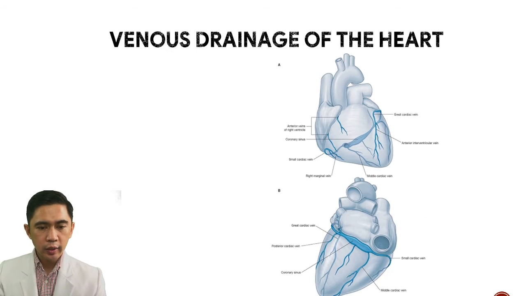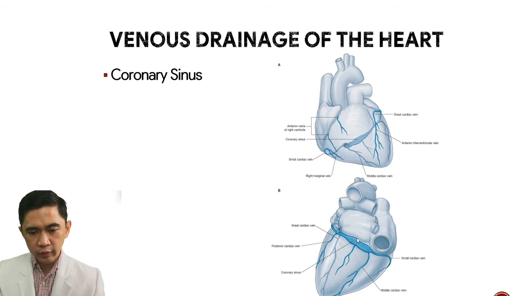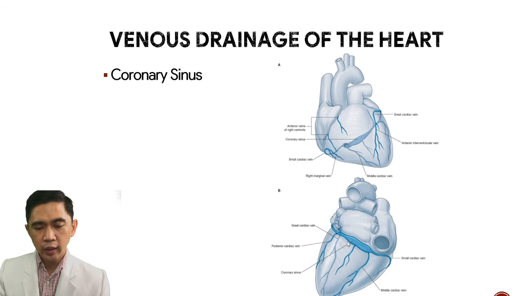Venous drainage of the heart. So the heart also has its own venous drainage, and ultimately all the deoxygenated blood from the heart itself drains into the coronary sinus over here. It is found at the posterior end of the heart, just below the left atrium.